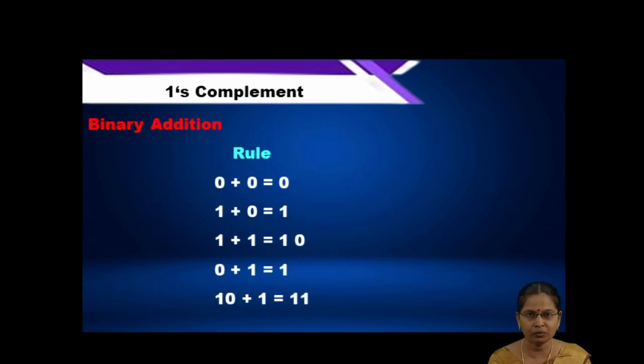Before we move to the next step, we have to see some addition rules. 0 plus 0 equals 0. 1 plus 0 equals 1. 1 plus 1 equals 1 0. 0 plus 1 equals 1. 1 0 plus 1 equals 1 1.